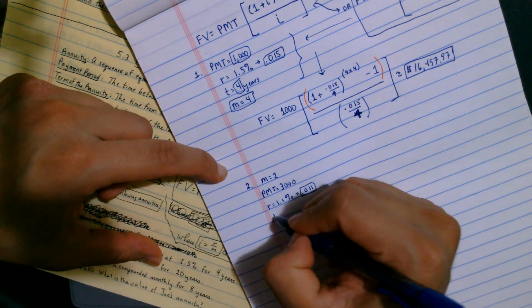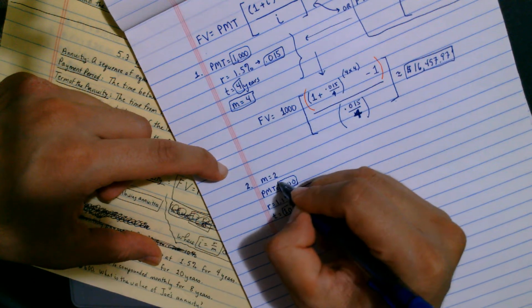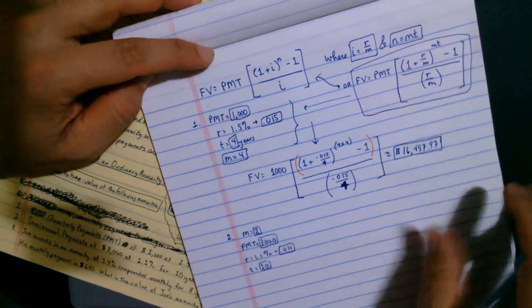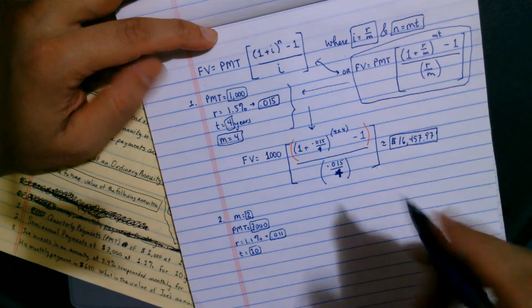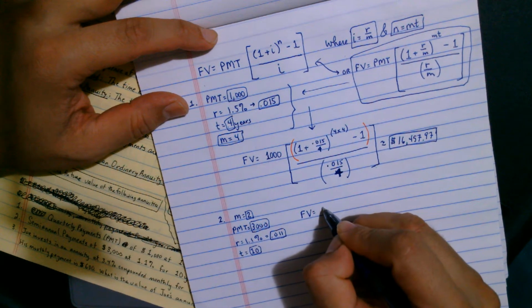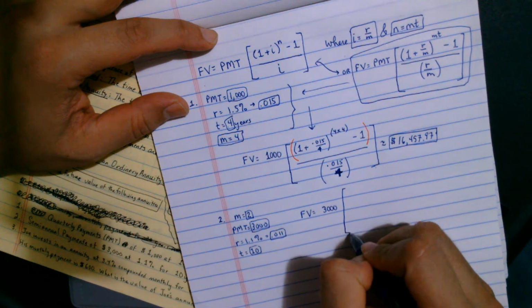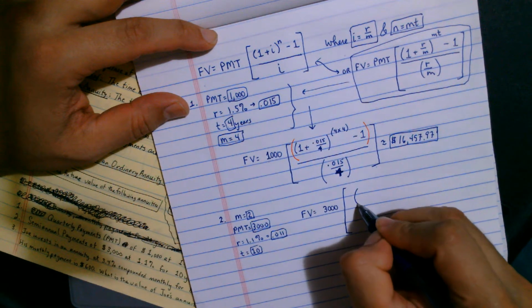And then the time is 10 years. So t is 10. So you have your values. And again, I'm going to go into this formula. So the future value would be 3,000 times bracket. And I'll make this big so everybody can see here.